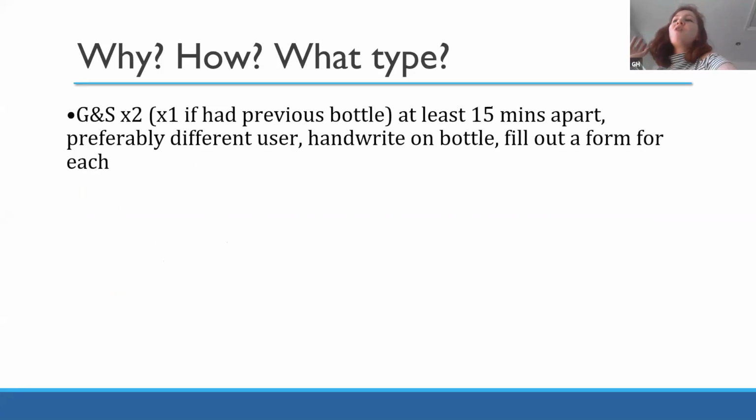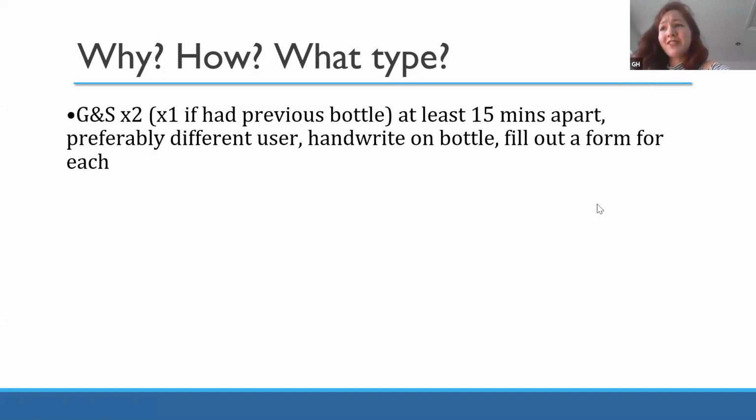So what you'll be doing as an F1, just very briefly, is you need to take 2 group and screen or group and save bottles. If the patient's already had one on a previous admission, then you only need to take 1 extra, which is only valid for about 3 days when you're going to give the blood transfusion. These are supposed to be taken at least 15 minutes apart, preferably by different users taking the blood. You have to handwrite on the bottle and fill out a form for each, and you have to give the indication for why you want this blood transfusion.